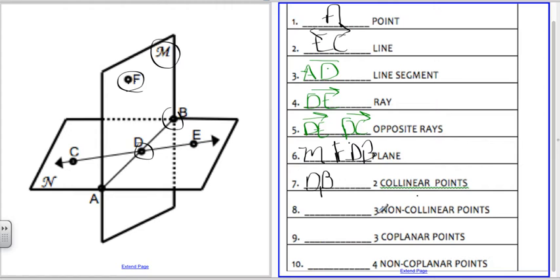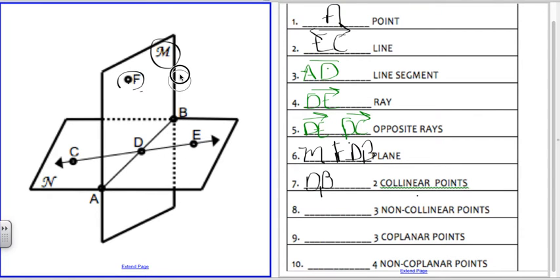Now, 3 non-collinear points. That means that we can't draw a single line between them. So if you take a look, just a second, I need to erase some of this. If you take a look here, I have point E, point B, and point D here, and there's not a single line that I can draw through all 3 at the same time. So we would say those 3 points E, D, and B would be non-collinear.